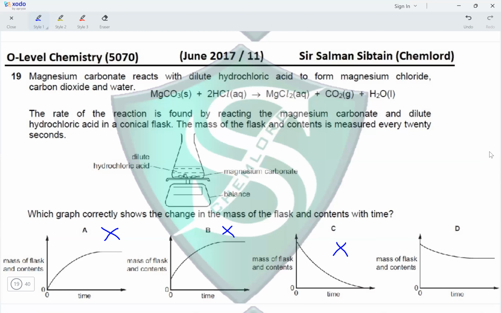Option D shows a decrease in mass, which represents loss of carbon dioxide, and the mass eventually becomes constant after the reaction has been completed. Therefore, option D is the correct option for this question.